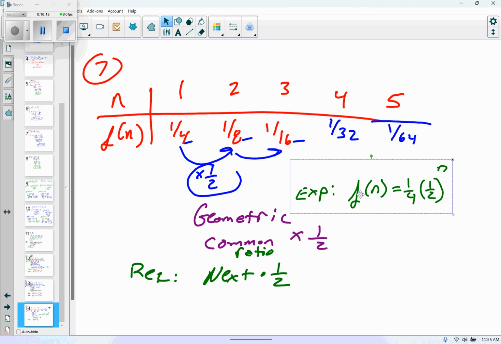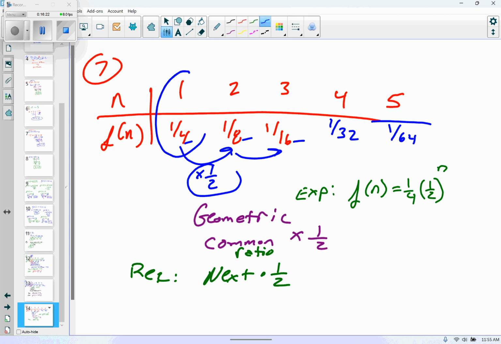Okay, so something I want you to notice. Does this start with 0? The answer is no. If I plug 1 in, I get 1/2 to the first, which is 1/2. 1/2 times 1/4 is 1/8. So notice this is kind of doing the diagonal. So we have to think about shifting it.